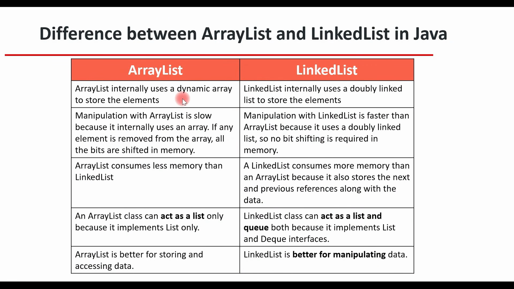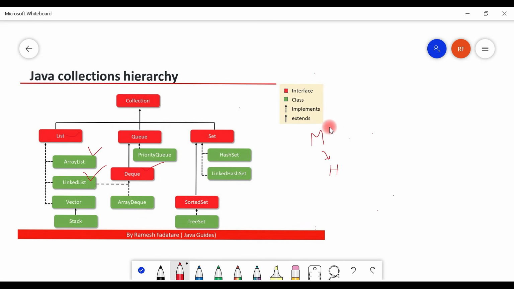Now let's take a look at the differences between ArrayList and LinkedList. ArrayList internally uses a dynamic array to store the elements. On the other hand, LinkedList internally uses a doubly linked list to store the elements. Well, let me explain with a diagram. ArrayList internally uses an array, right? For example, consider we have an array that starts with index 0, and let's say we have 10 elements in the ArrayList.